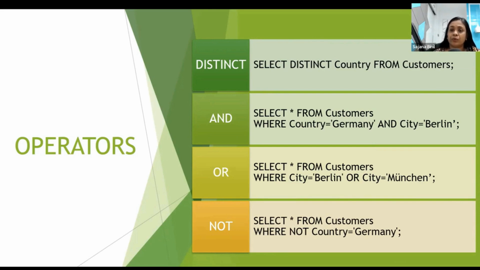Now, OR clause you can use in the same way. Suppose you wanted to see two cities, customers from Berlin as well as customers from Britain. Okay, if you want to see two cities, then use an OR clause.